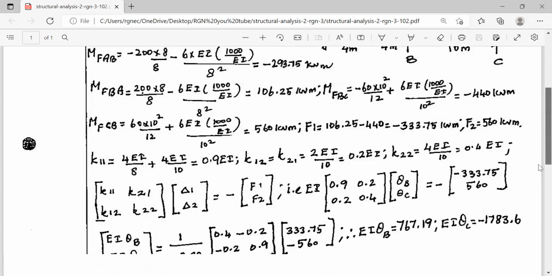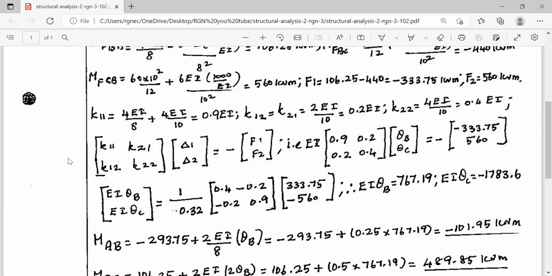Now what about the stiffness matrix? We have to put all the stiffness coefficients that we have calculated. K11, the first element. K21, the second element of the first row. K12, the first element of the second row. K22, the second element of the second row. This is the rotation. This is the moment caused by the unit rotation.